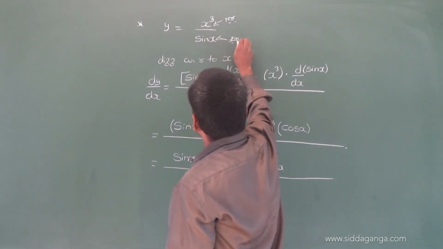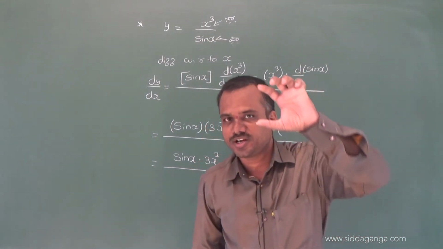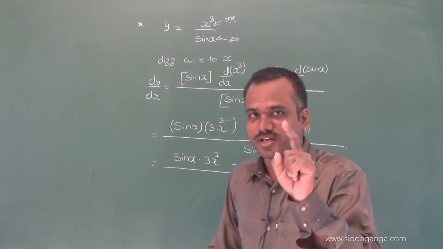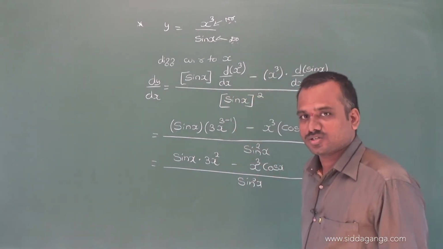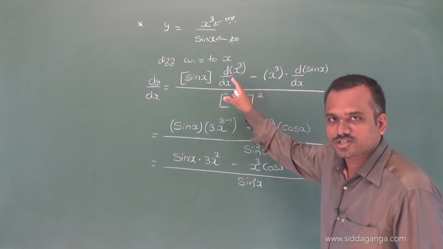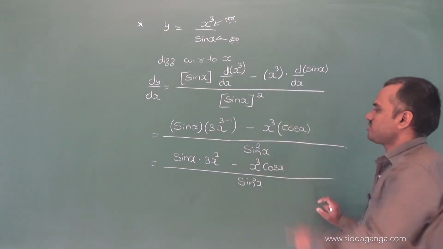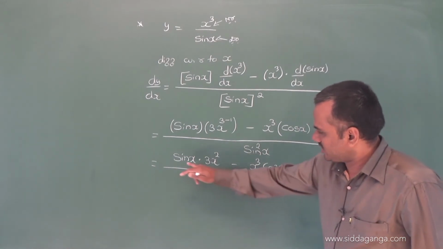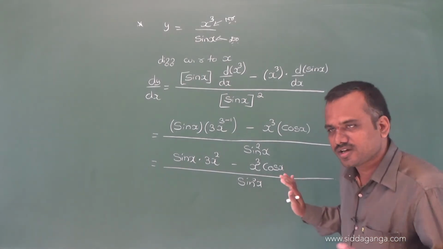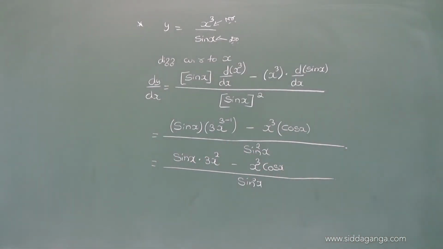This is the denominator. Quotient rule, what does it say? Denominator square, denominator into derivative of numerator, minus numerator into derivative of denominator. Correct? Sin x into derivative of x cube, n into x to the power n minus 1, minus x cube into derivative of sin x, which is cos x. Sin square x, sin x into 3x square minus x cube into what? Cos x. Clear? So let us take one more practice problem, then only you are perfect.